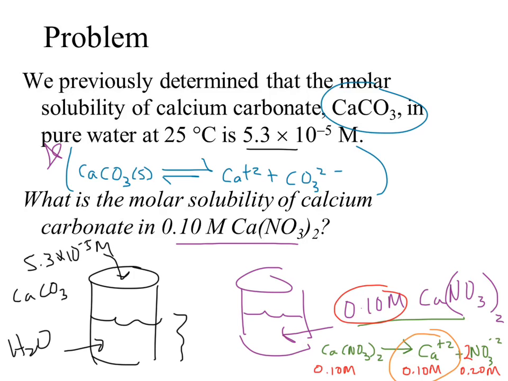This down here is just showing you how you're getting your common ion, so it's not pure water. So does this make sense that if you already have, in this case, 0.10 molar calcium in here, that you're not going to be able to dissolve 5.3 times 10 to the negative 5th molar calcium carbonate? This molar solubility is going to be reduced because it already has some calcium in there.